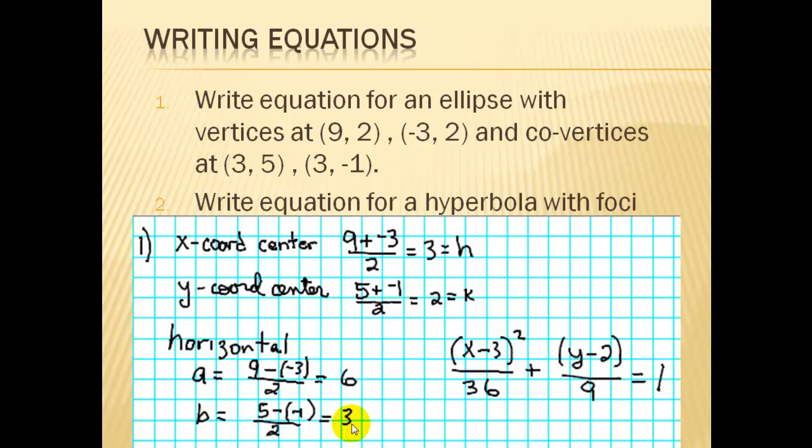And now we can just plug into the template. X minus h, h was 3, y minus k, and I'm missing a squared here, sorry. That should be a squared, I'll fix that. And we have, since it's horizontal, because these are side by side, we put the a squared under the x and the b squared under the y. Again, there should be a square symbol here.